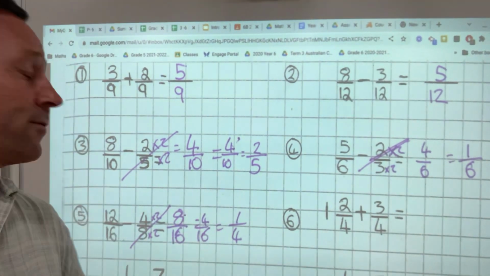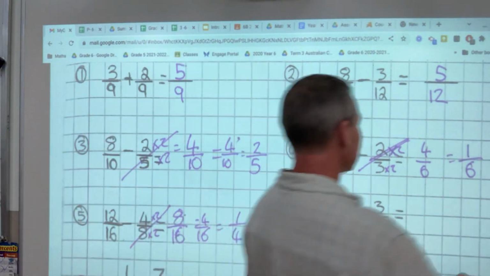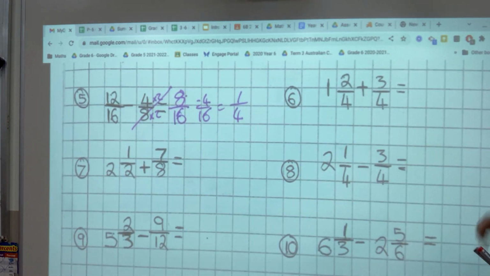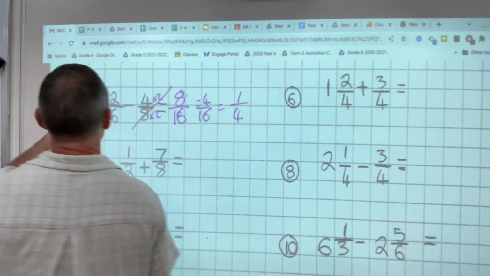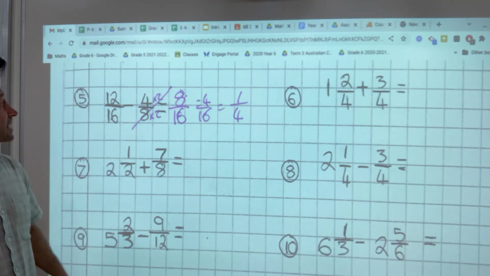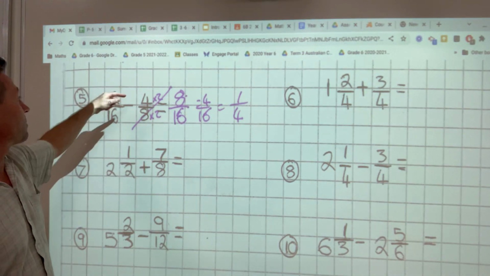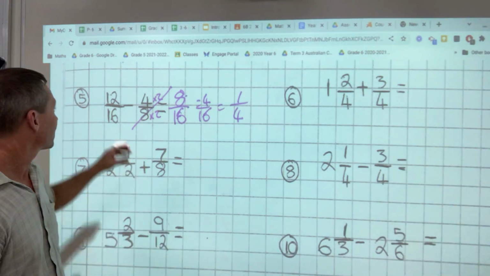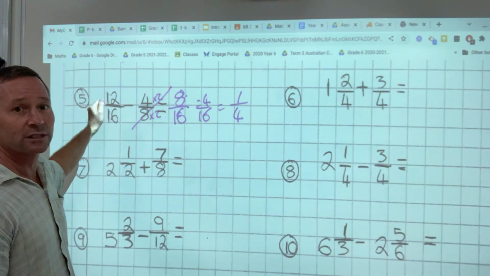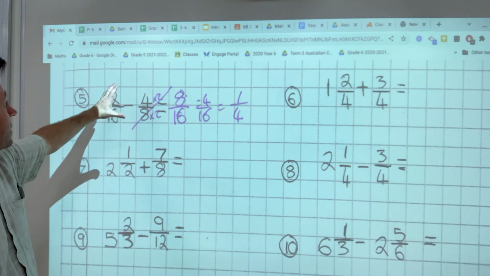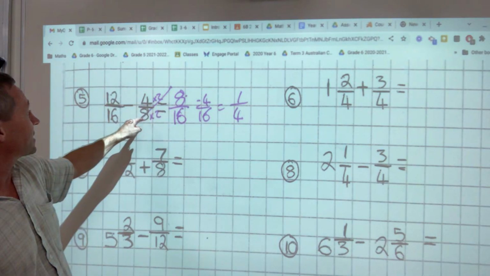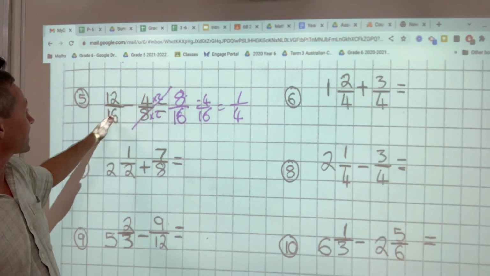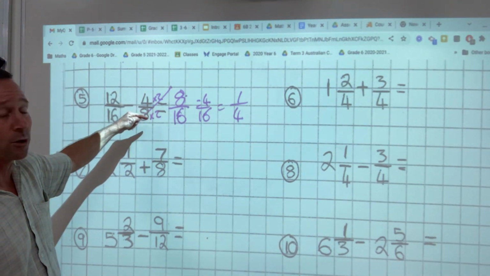Just to double check number 5 and number 6. I'm going to bring these up so we can see it a bit easier. We actually have 12/16 minus 4/8. 4/8 is a half. So really you're saying 3/4 minus a half. And we're going to change this denominator to equal this denominator. So 8 can fit into 16 2 times. So I'm going to multiply by 2.